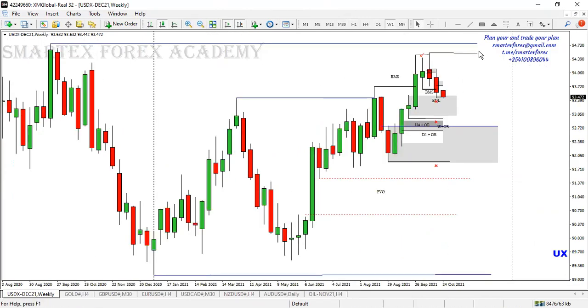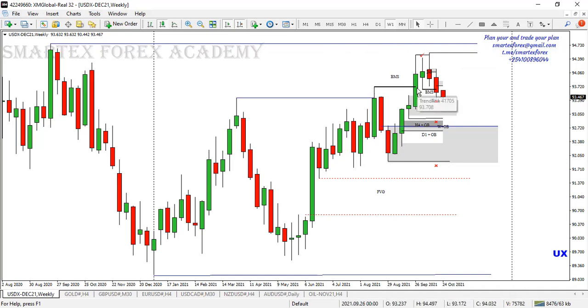It's good to do top-down analysis so that you get the bigger picture before you go to the smaller picture for entries. From the weekly time frame, you can see there is a fair value gap here, a swing low, and again this high here, a swing high. There's liquidity above here, but before this becomes our liquidity draw, there are some zones we need to look at. We have a break of structure here.